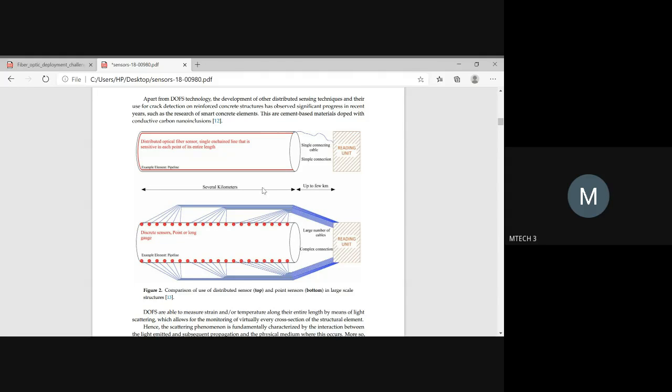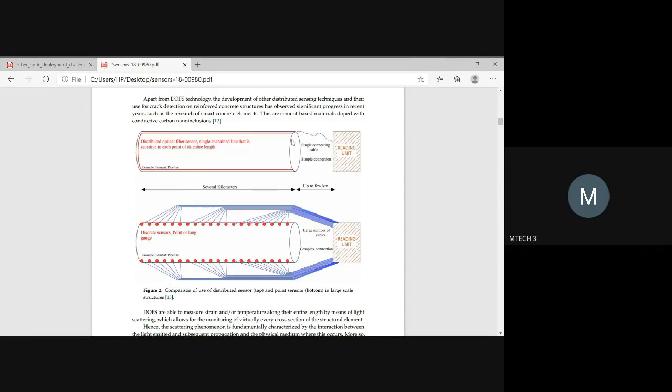You can use any type depending upon your requirement and upon how complex the building is, right? Based on that you should think: if it is a very huge building, you cannot go with point sensors, point optical fiber sensors. You have to go with distributed continuous optical sensors in that case.